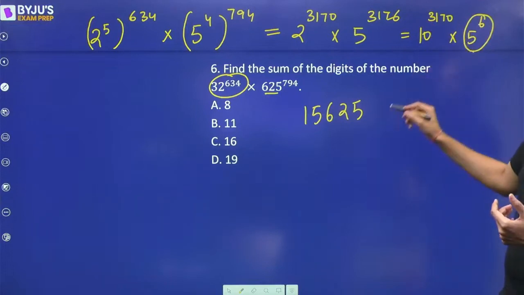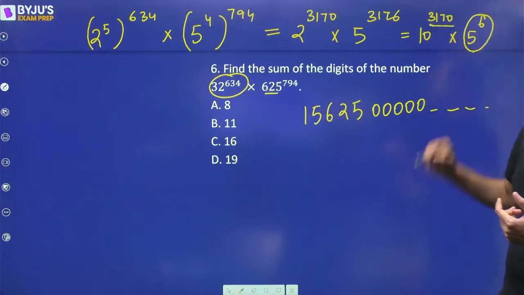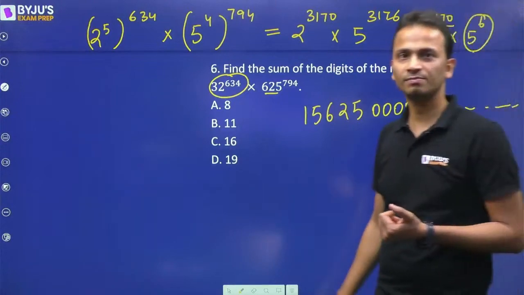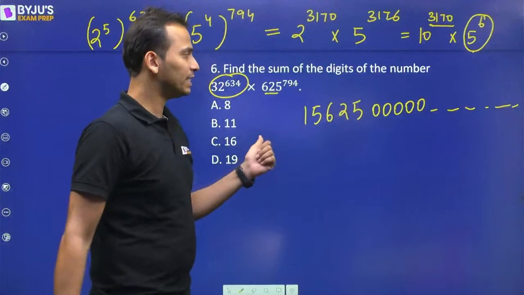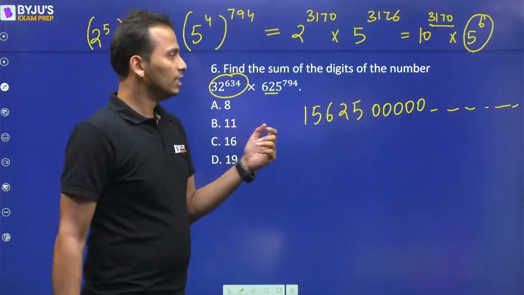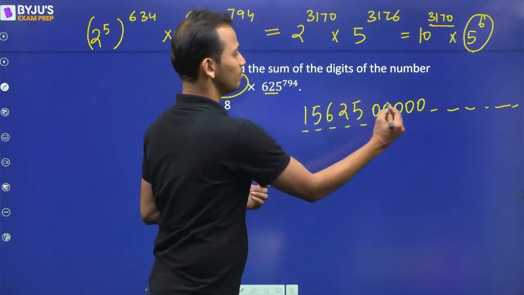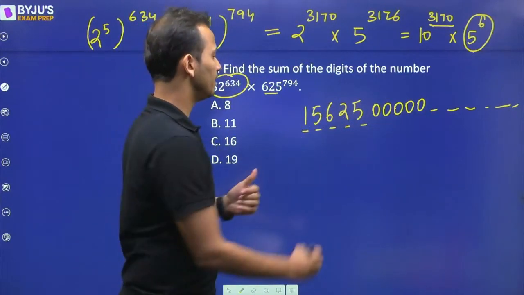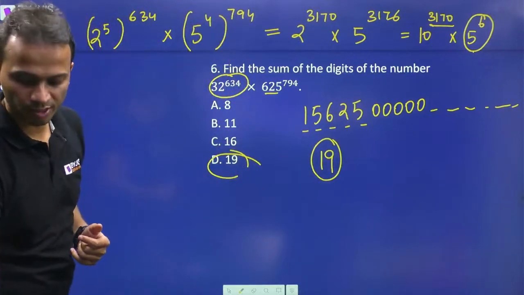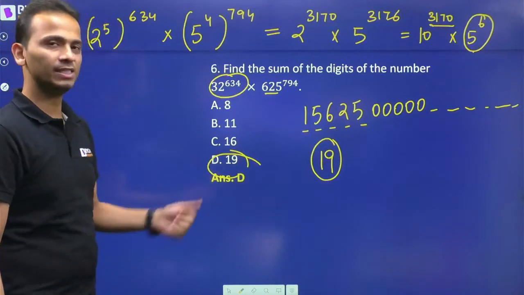Now 10 raised to the power this number, that means there will be a lot of zeros in front of it. How many zeros? 3,170 zeros. Okay, right? So basically this will be the number that you will get, and you'll have to find out the sum of the digits. Now the number of zeros will not affect the sum of the digits. Okay, so the sum of the digits will be the sum of these numbers only. So 10 and 9, 19. 19 will be the sum of the digits, and hence the correct answer is option D. Okay, a wonderful, a beautiful question this one was. Option D is the correct answer for this.